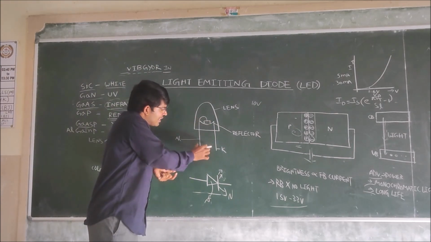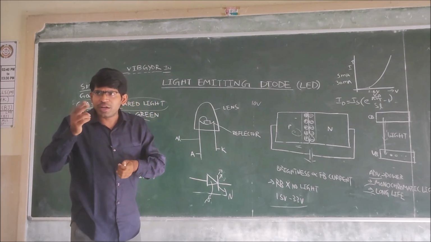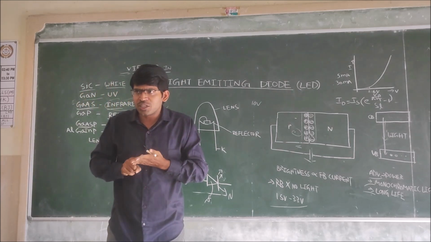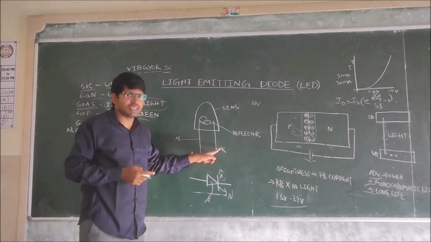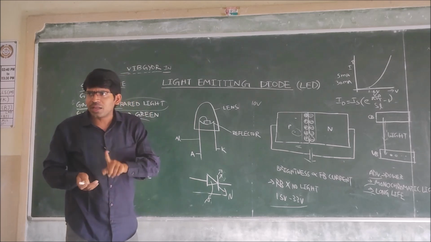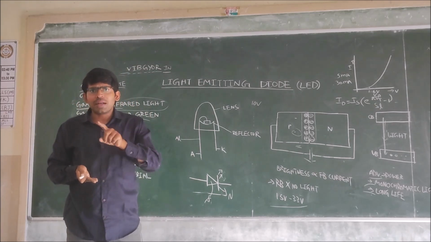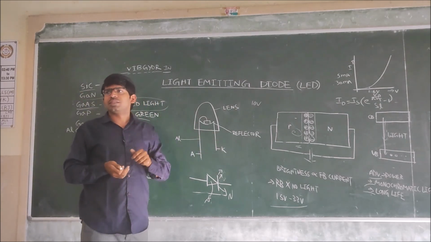Why we have taken two leads? Because diode has how many terminals? Two terminals. One is anode, second one is cathode. This is anode, this is cathode. These two terminals are metallic terminals, or insulators, or semiconductors? Metallic terminals. We are taking the aluminum leads.